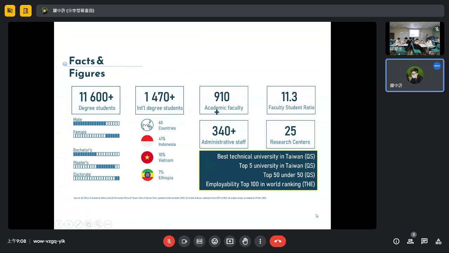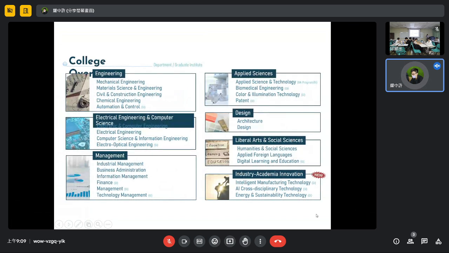Currently we have the most international degree students in Taiwan, mostly from 65 countries, mostly from Indonesia, Vietnam, and also some from Ethiopia. This is a brief introduction to say that we are very internationalized, so there are a lot of courses offered in English. And this is the college overview. We belong to the College of Engineering, and this course is composed of students and lecturers from mechanical engineering and material science and engineering.